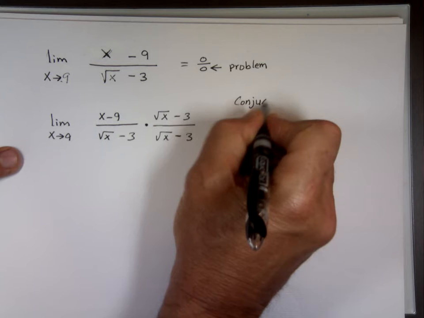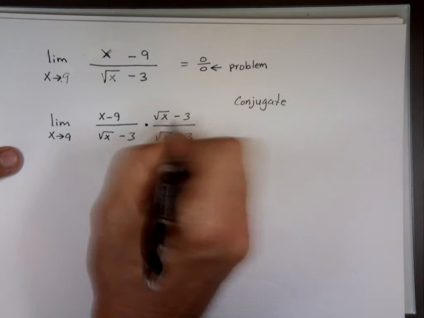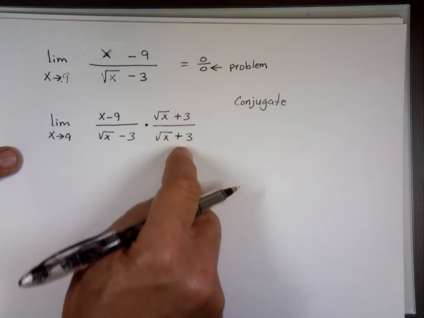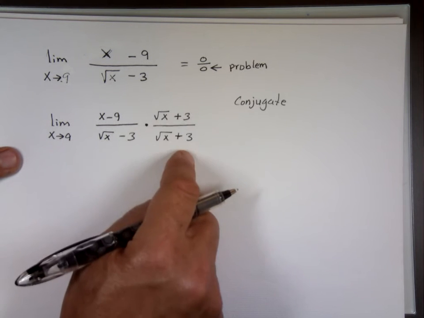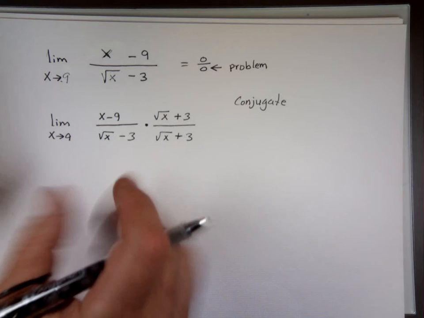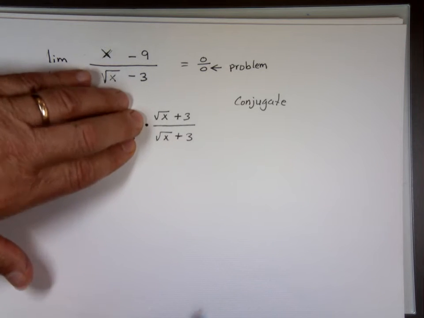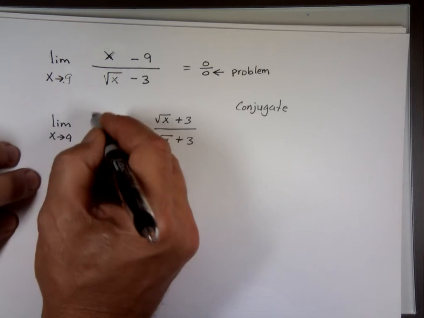The conjugate is going to switch the sign then. If this is a minus, you make it a plus. If this is a plus, you make it a minus. You will see why in a second we switch the sign as I multiply this through. So notice I'm multiplying by 1. It's a fraction. If you multiply the top and the bottom by the same thing, it's not going to change the fraction. But let's simplify that.